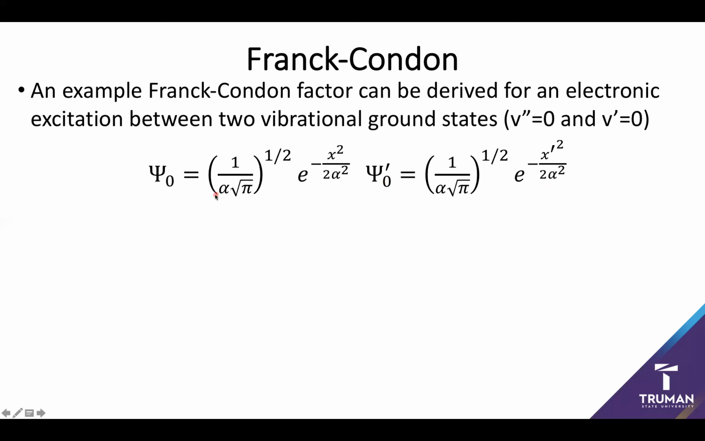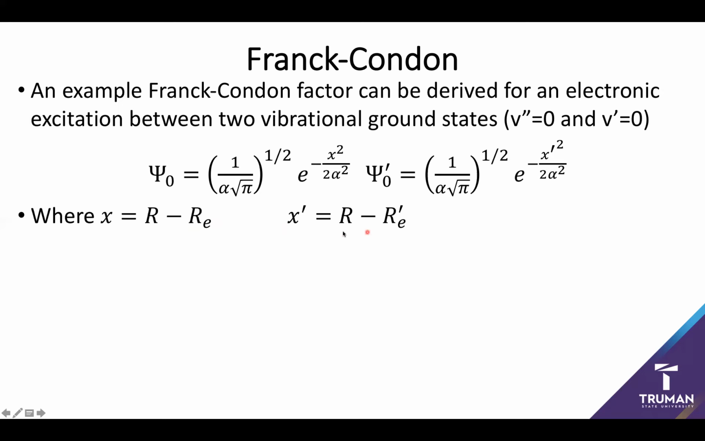You'll notice that since they're both looking at the vibrational ground states, even if the electronic states are changing, they will have the same functional form, same normalization constant, same exponential decay. The only difference here is going to be this x term. In this case, x is going to be the difference between the location of the nuclei and the equilibrium bond length. So we'll have a ground state equilibrium bond length and an excited state equilibrium bond length.